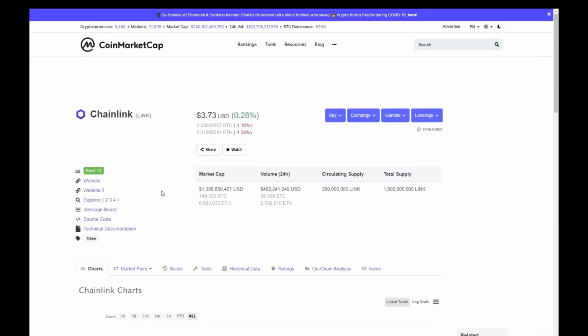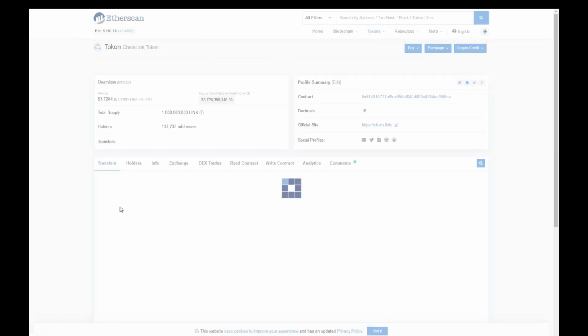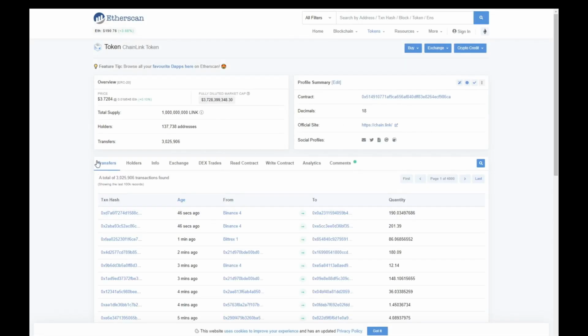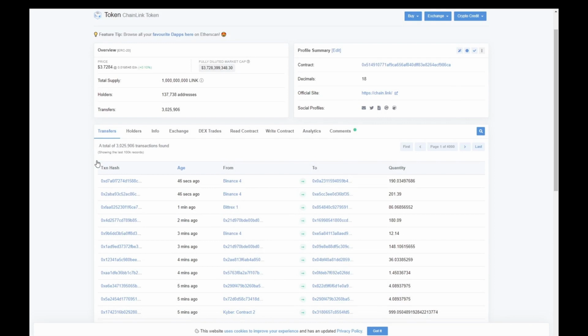What I want to have a look at next is the Explorer. Is it going to work on here? Yes, it is. So here we have all the current transfers. Again, we have a total supply of 1 billion Link. Current holders: 137,738 Link addresses which are currently holding the token.